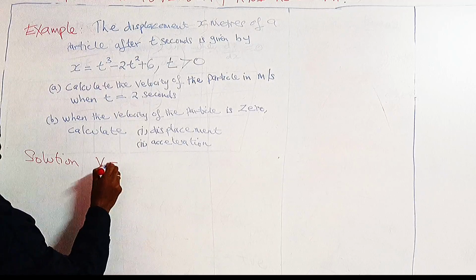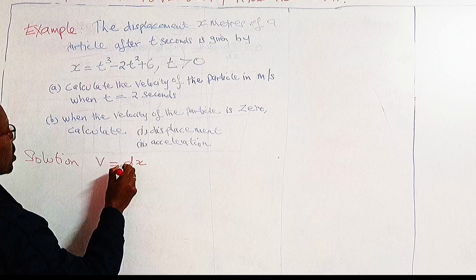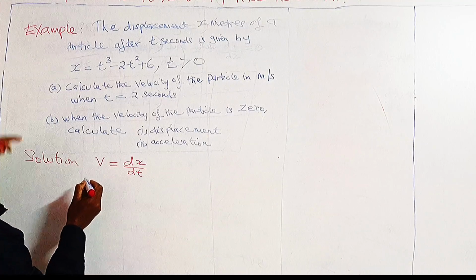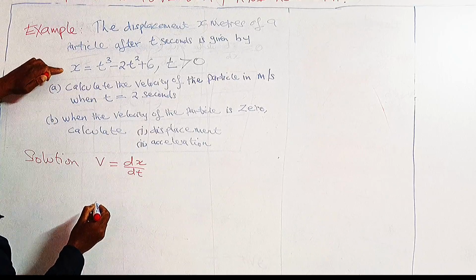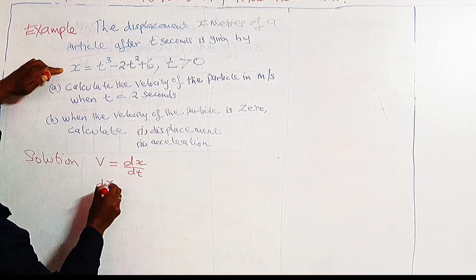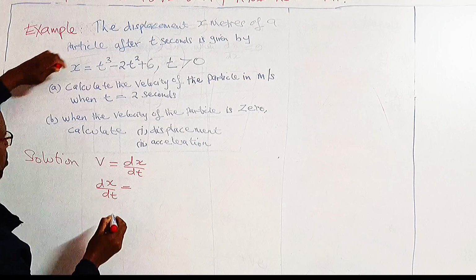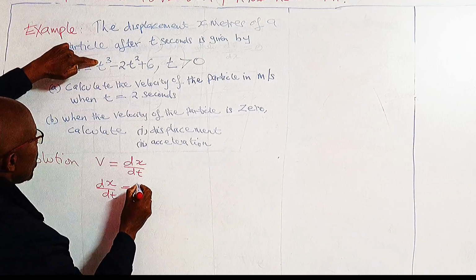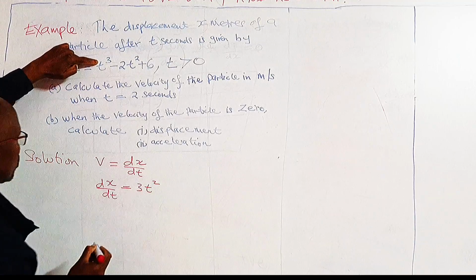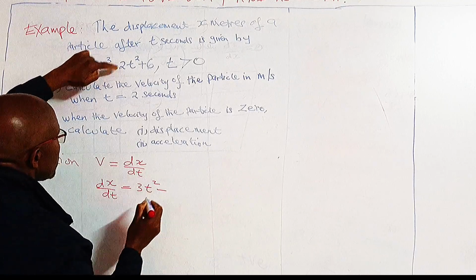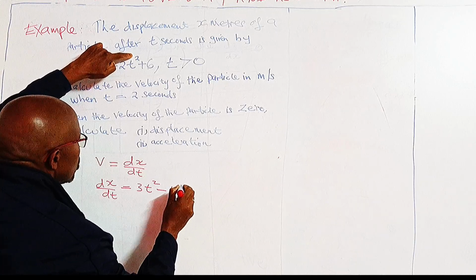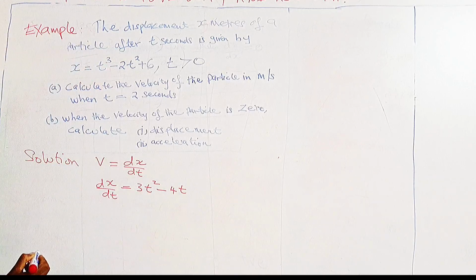Velocity is given by the change in x over time. Our x is given, so our dx/dt will be given by multiplying the coefficient of t by 3, then reducing the power by 1. So that will be 3t squared, minus multiplying 2 by the coefficient of t, which is 4, and we reduce the power by 1, so it will be 4t. That is our dx/dt.